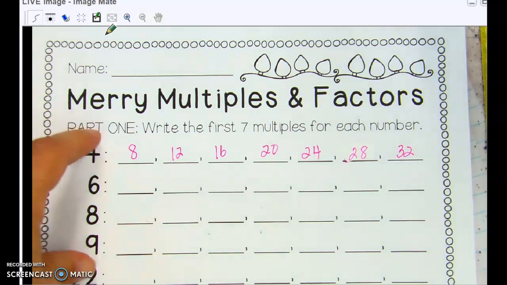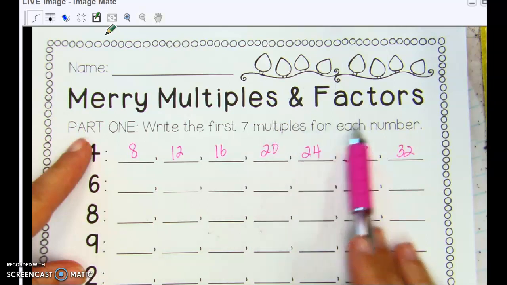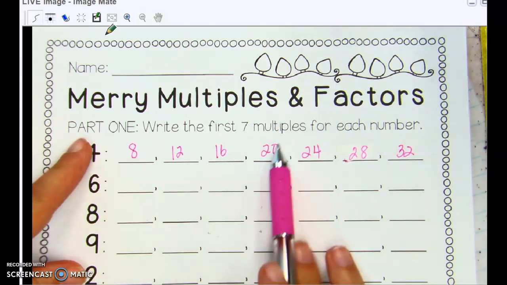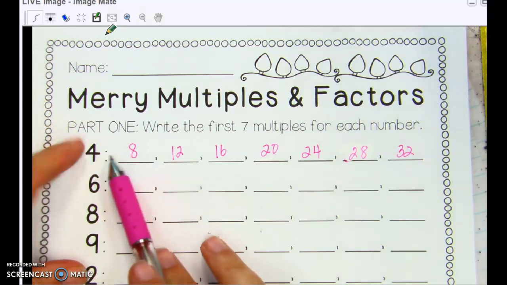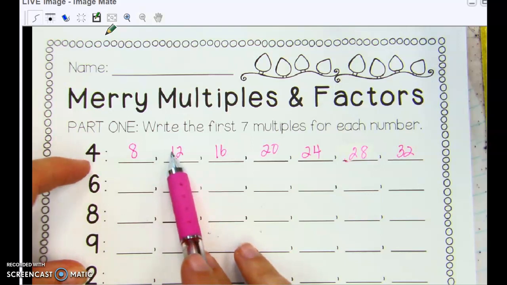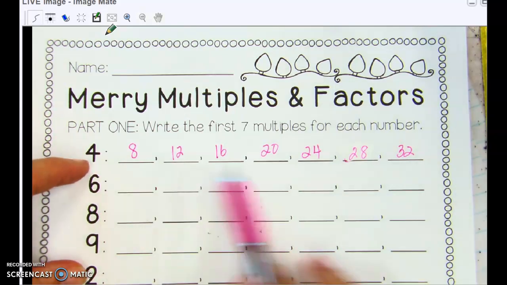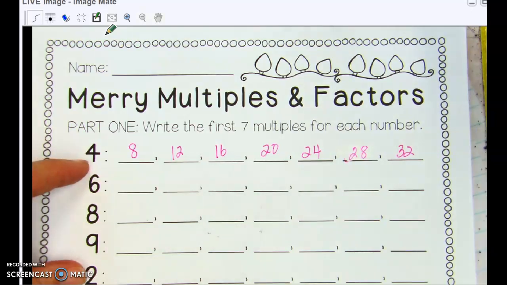But on the top part of the homework, it asks students to write the first 7 multiples for each number. So when we hear multiples, we also think skip counting. So 4 times 1 is 4, 4 times 2 is 8, 4 times 3 is 12, and so on. So if we skip count by 4, that's what we're going to write out.